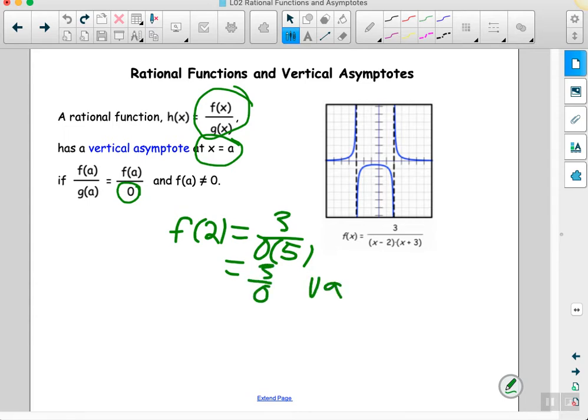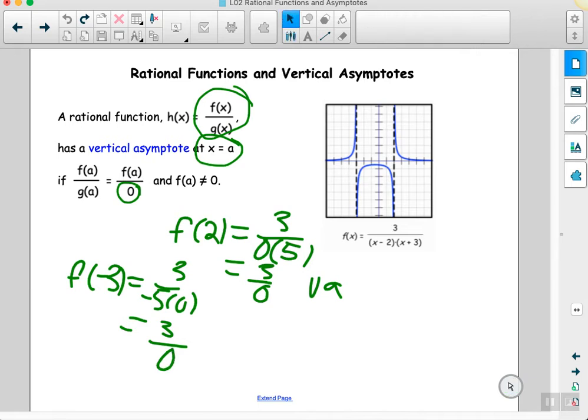Let's look at the next one. F at negative 3 is equal to 3 over negative 3 minus 2, which is negative 5, times 0, which is 3 over 0. So in both of these cases, because the numerator is non-zero, you definitely get a vertical asymptote there.